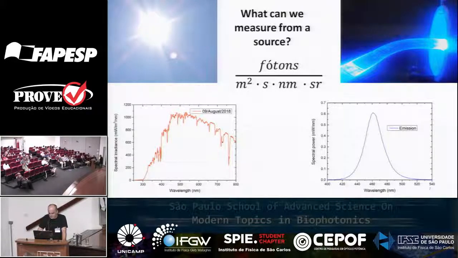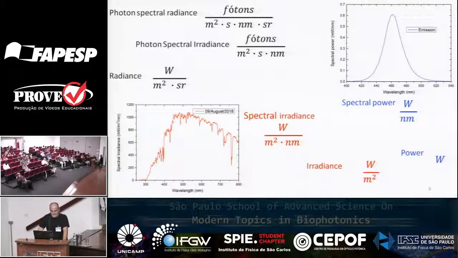Or if you are at the dentist, you are employing a blue light for photocuring. This quantity is the photon spectral radiance. Sometimes it is too many quantities to measure. If I'm not interested in the solid angle, not interested in the steradian, you can remove this and measure the photon spectral irradiance. If you're not interested in the number of photons, you can measure the irradiance. Then we have a spectrum in red, the spectrum of the sun, and that is a spectral irradiance. It's a typical measurement that you can do in biophotonics. Or if you are not interested in the area that you are irradiating, only in the power, you can also measure the spectral power.